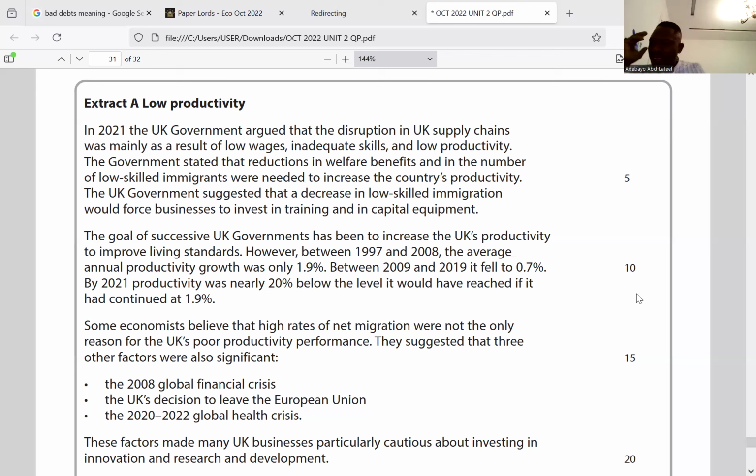Okay, now they said define the term net migration. What is net migration? Difference between the number of people entering a country and the number of people leaving it. So what is migration? Migration is the number of people who come in and go out of the country. That's migration.